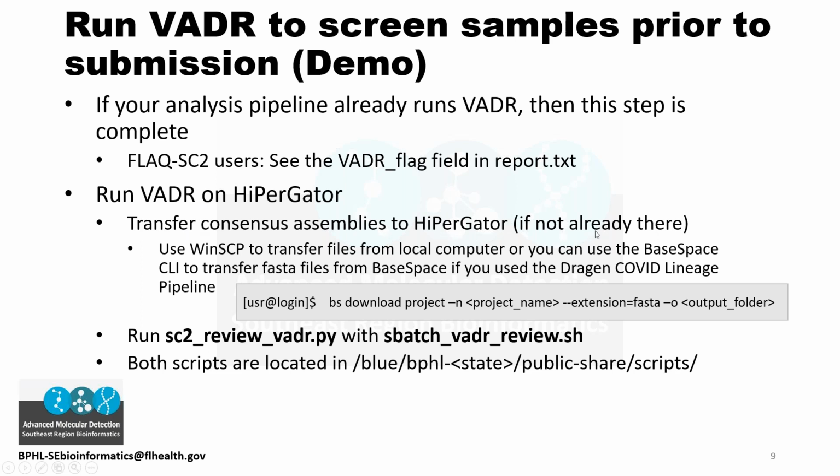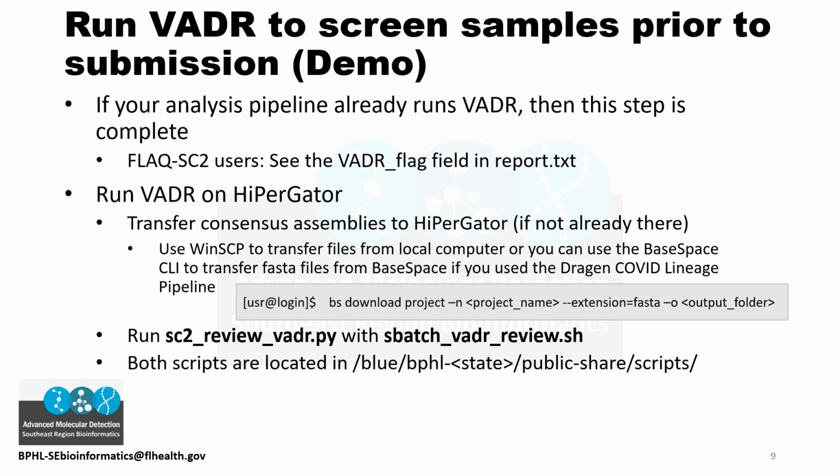So if you didn't generate them there, you can either use WinSCP to transfer those files from your local computer, if you have that data on a local hard drive or on your computer, or if that data, for example, is in BaseSpace because you ran the Dragen Lineage app, you can use the BaseSpace command line interface to pull those in.